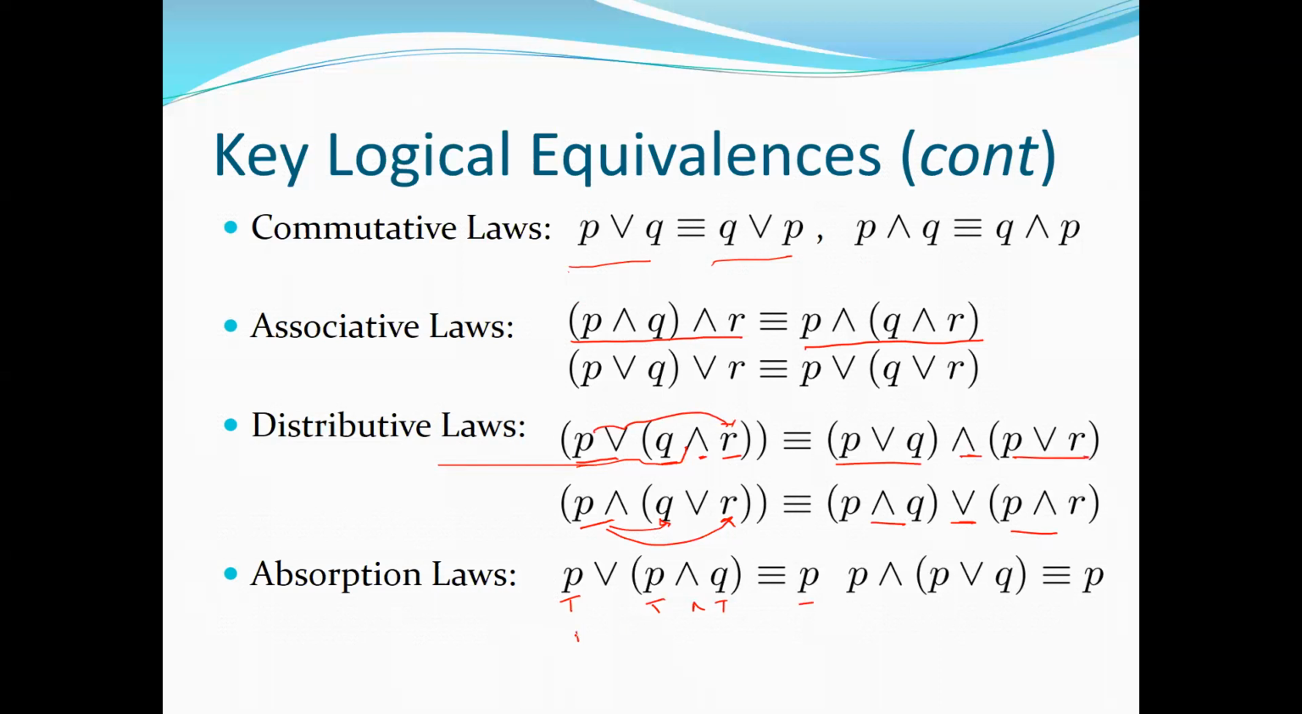If P is false, even if Q is true, for example, false and true will result in false, and then when you take false or false, this will result in false, that is again P. So that is the absorption law. If you have P or (P and Q), this will result in P. Similarly, if you have P and (P or Q), this will also result in P. So they both are equivalent. So that's the absorption law.